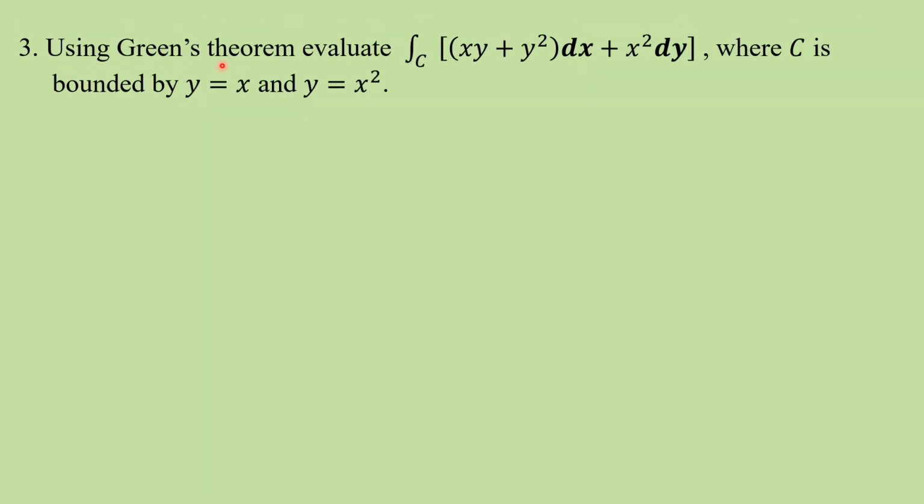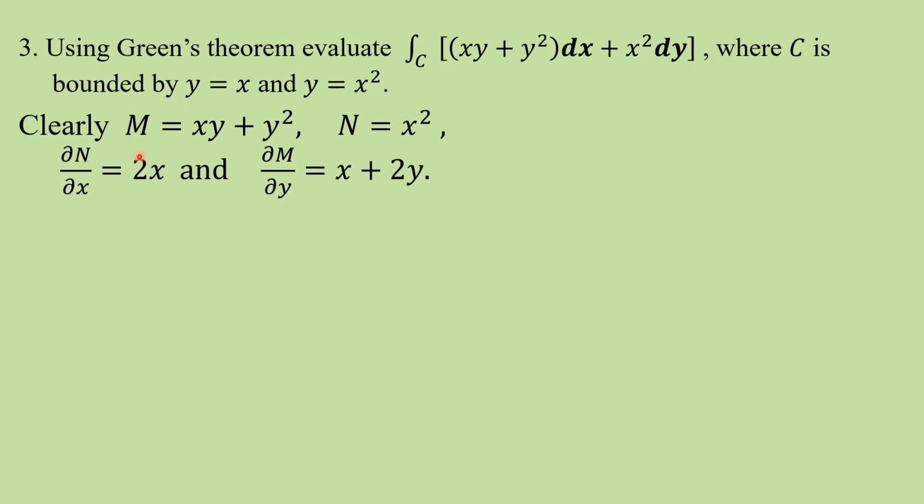Question number 3. Using Green's theorem, evaluate the integral of xy plus y square dx plus x square dy along the curve C, where C is bounded by the line y equal to x and y equal to x square, that is a parabola. Again, the curve is a simple closed curve, so we can use Green's theorem. Clearly here m is xy plus y square and n is x square. So the partial derivative of n with respect to x, dou n by dou x, is 2x, and dou m by dou y is x plus 2y.